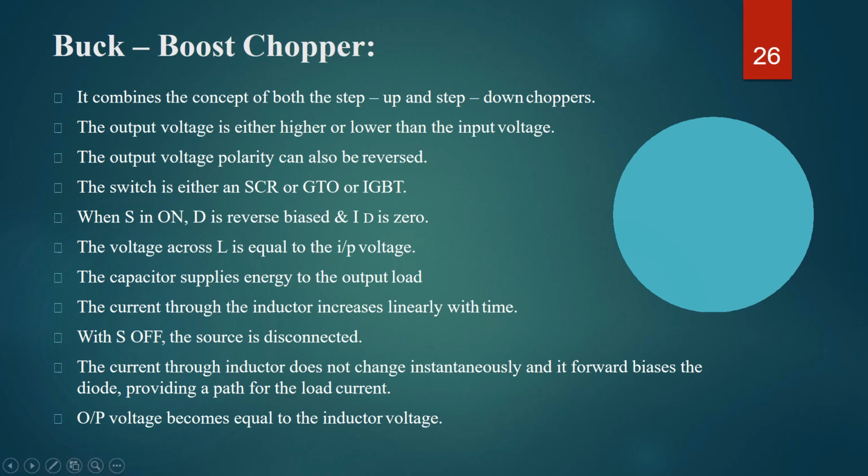So this is another type of chopper, that is the buck boost chopper. So it combines both the concept of the step up and the step down choppers, and the output voltage is either higher or lower than the input voltage. So that's why it is a buck boost chopper. So V output may be greater than V input, or V output may be less than the V input. The output polarity can also be reversed. The switch can either be an SCR, GTO, or an IGBT.